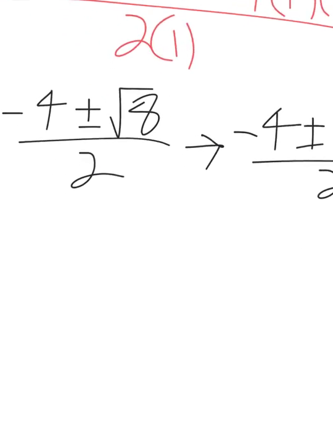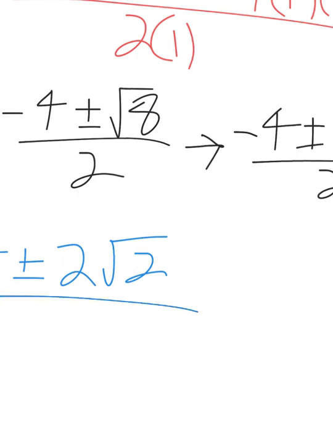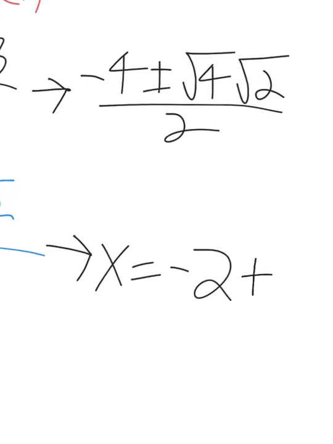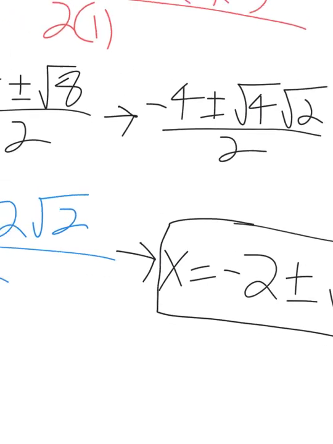And so what does the square root of 4 make? That makes a 2. So I have negative 4 plus or minus 2 square root 2. So long story short, the square root of 8 is 2 square root 2, all that's over 2. And then you can simplify your fraction, right? Negative 4 over 2 is negative 2. And then 2 square root 2 divided by 2, the 2's would cancel out, leaving behind just a square root of 2. So x is going to equal negative 2 plus or minus the square root of 2. And that is the final answer right there.